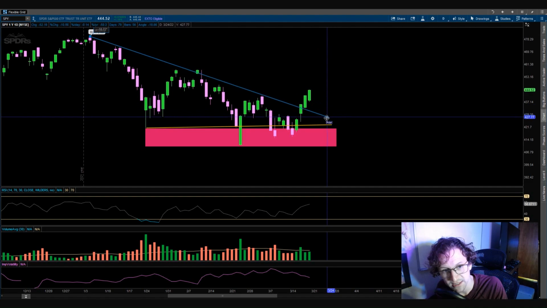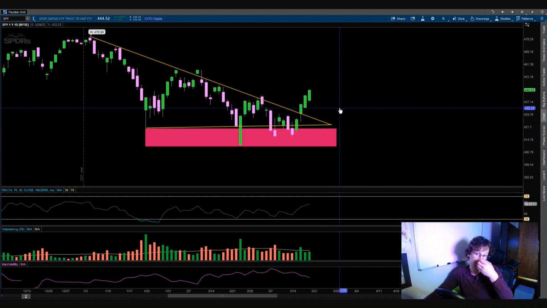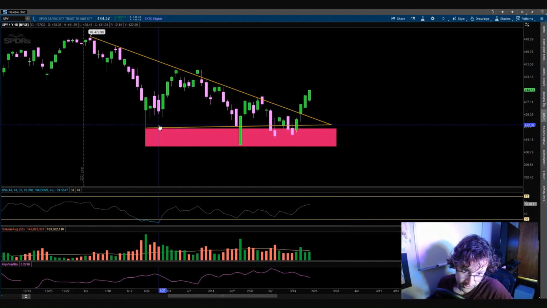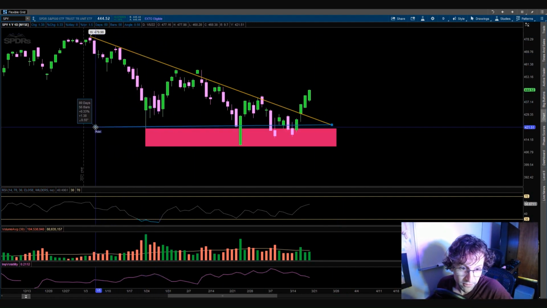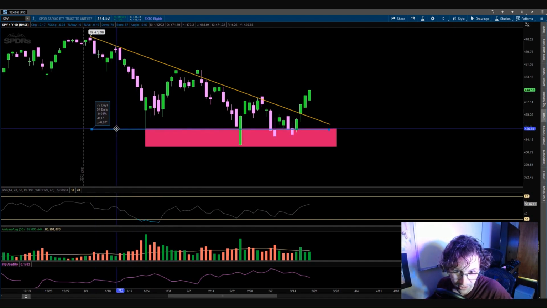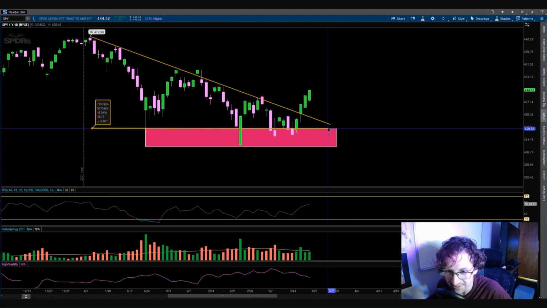In fact, let me tighten this up too. Yeah, that looks really good. Doesn't that look great? I think that looks like a great descending triangle. This is probably the best way to look at the price right now. I'm not exactly sure where the chart pattern forms. Maybe it's right there. And the apex is going to occur sometime next week.